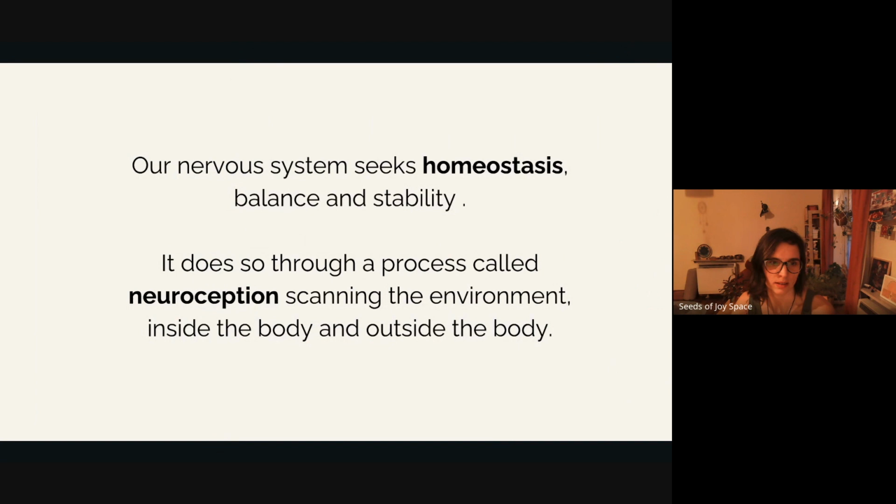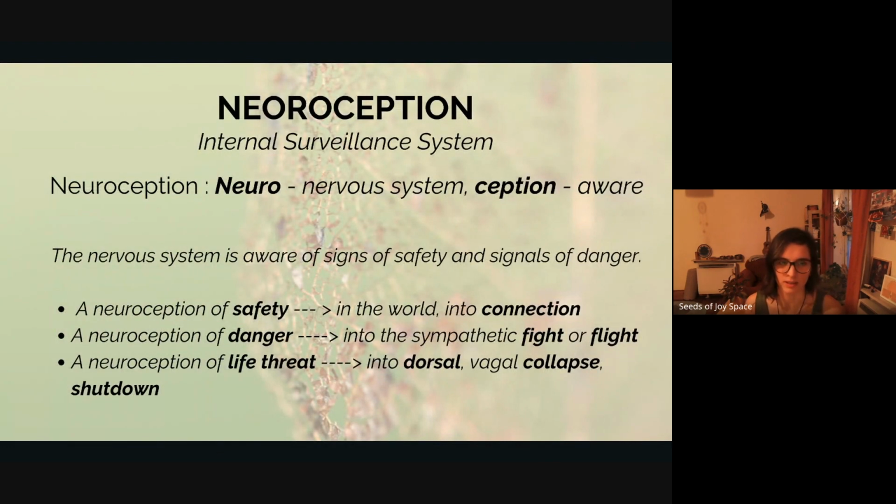So just to add here about our nervous system seeking homeostasis, which is a sense of balance within our body. It does so through a process called neuroception. So it's scanning the environment inside the body and outside the body. We actually have this internal surveillance system. This is also interesting to mention, because even if we're not experiencing something on a conscious level, it is picked up by our nervous system through this process.